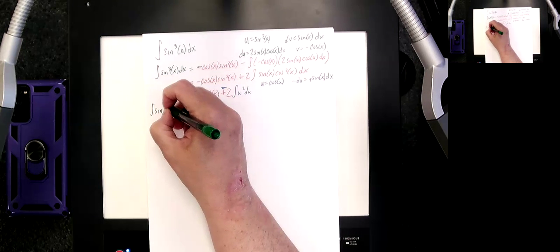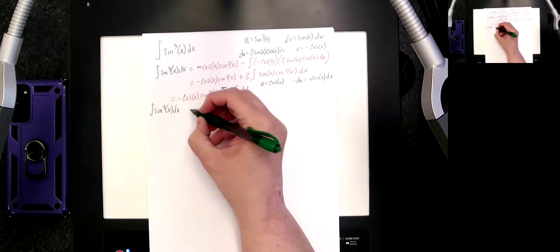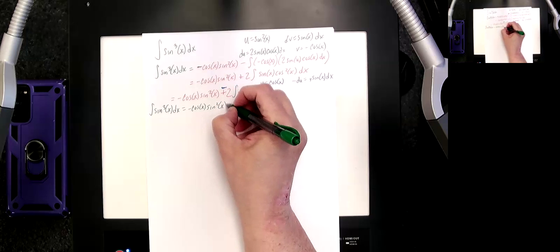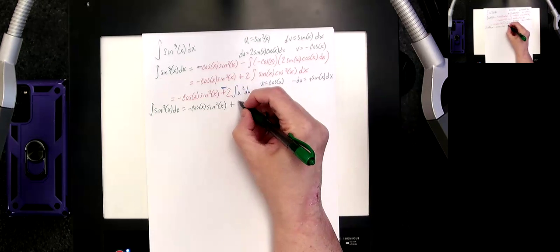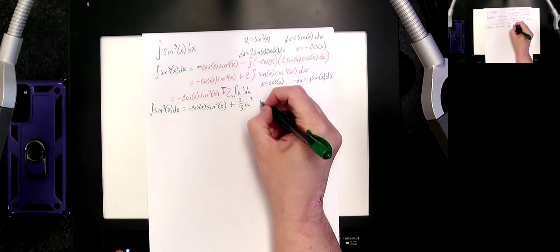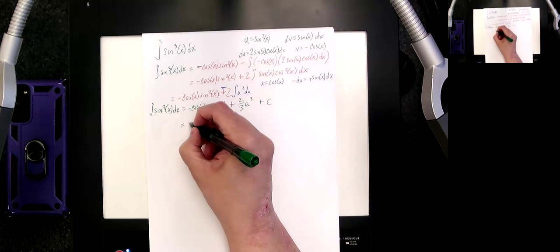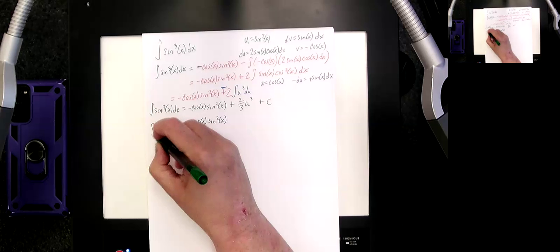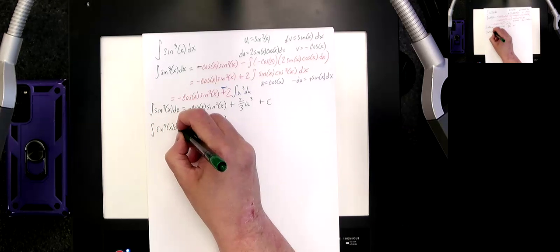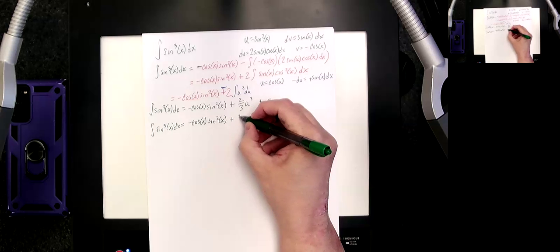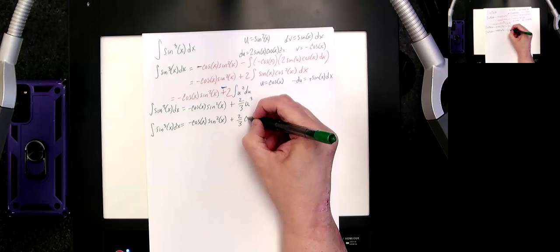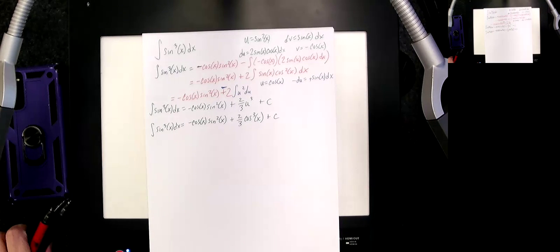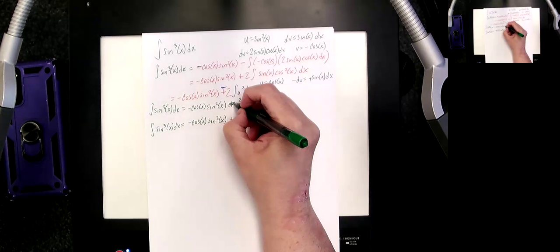So the integral of sine cubed x dx is negative cosine x sine squared x plus 2/3 u cubed plus c. But we didn't start with u, and it's not going to end with u. u was cosine, so we get cosine cubed x here. Oh, and that was a minus. So we get minus.